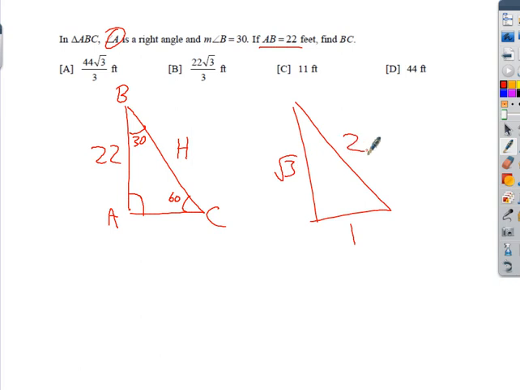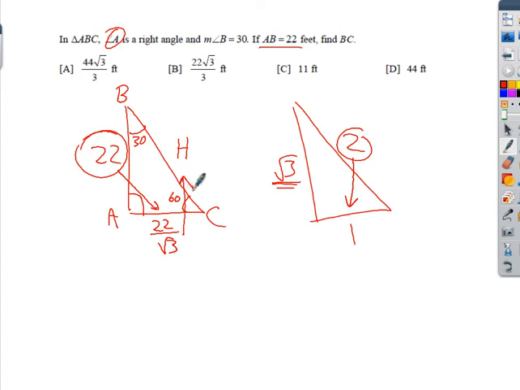We divided that by 2 to get this short side. Here we're given the long side of 22, and this is our rule, that it is the square root of 3 times the short side. So if we're going to work backwards to this one, we're going to do 22 divided by the square root of 3. And then we're going to work from the short side to the hypotenuse.